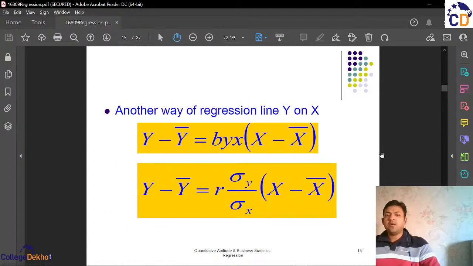Now, the other way of writing the regression line of y on x is y minus y mean equal to byx times x minus x mean. Instead of byx, we can also write r times sigma y by sigma x. Do we have any questions?